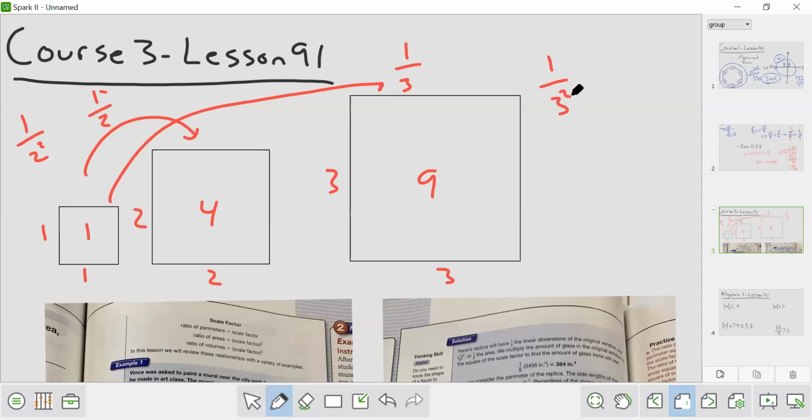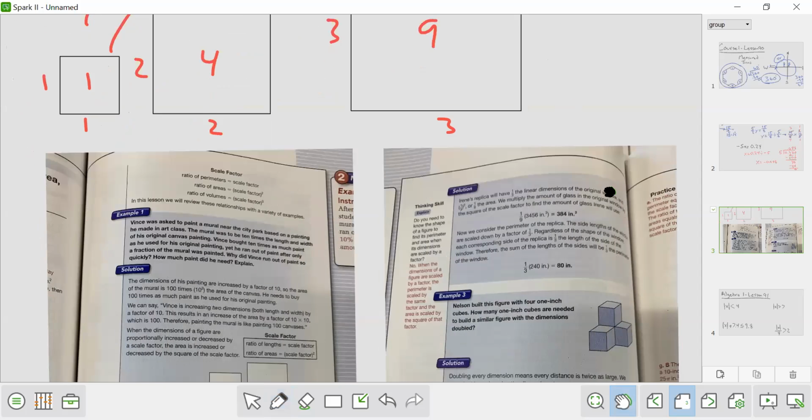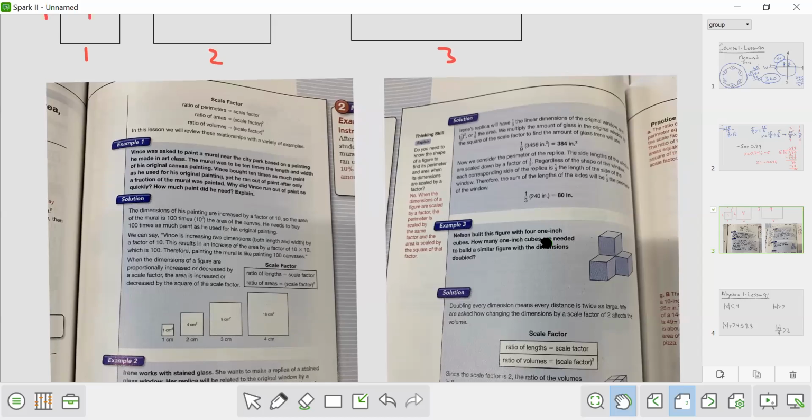And so the scale factor for something that's area from one small size to another is the dimension scale factor squared. Well, let's see how this works on your practice problems, all right?